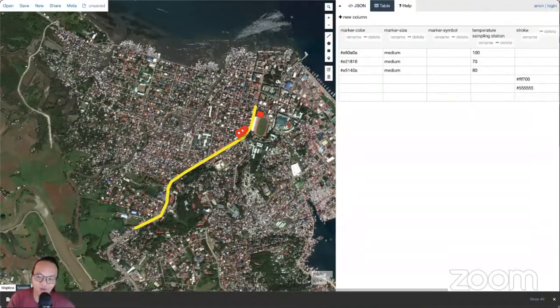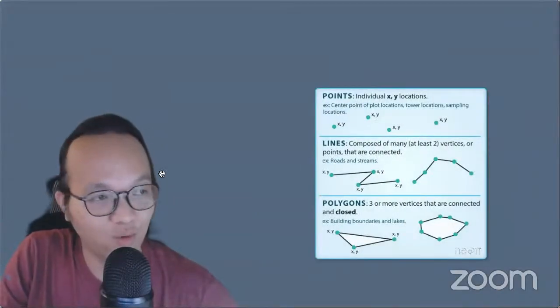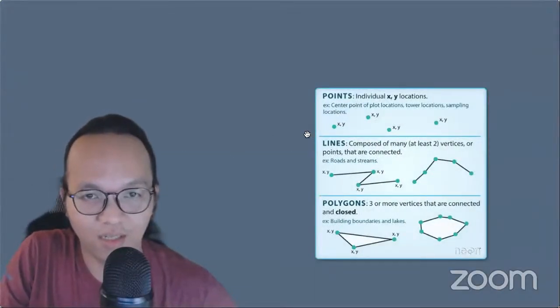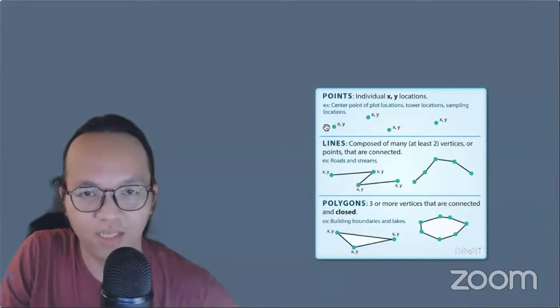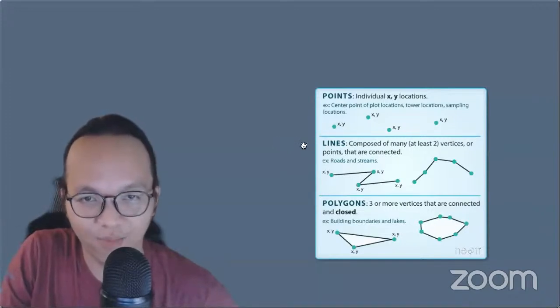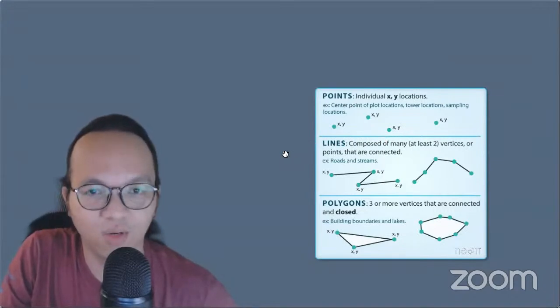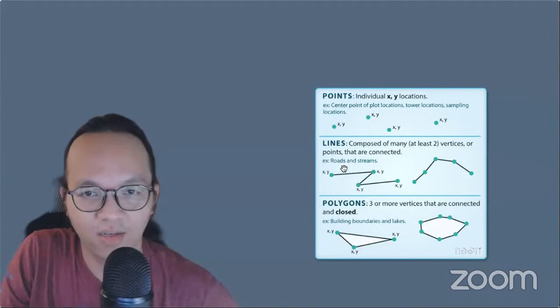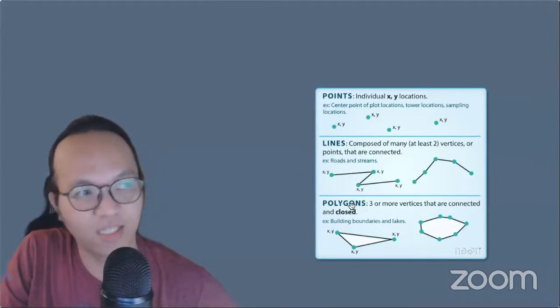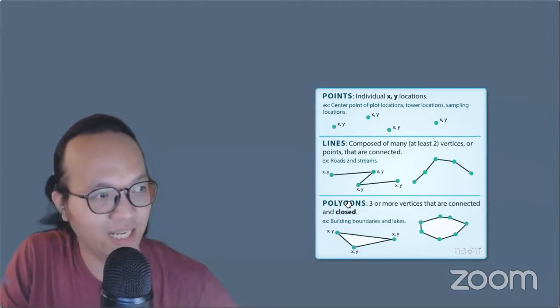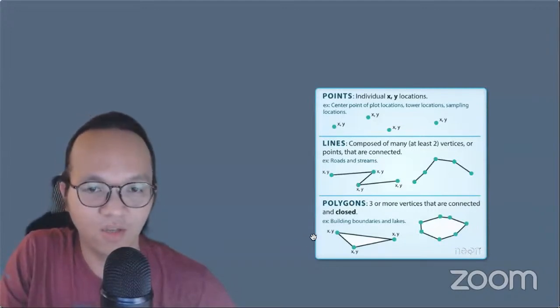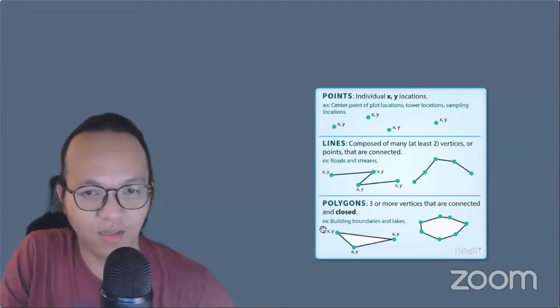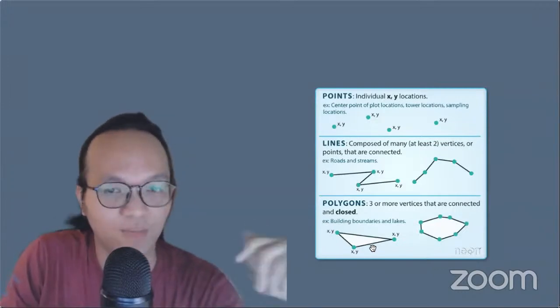Or ni Nico. So yun, to summarize lang muna. So ito yung primitives or basic types ng vector data. So may points which are individual XY locations. Ito yung mga examples niya: center plot, mga tower, mga cell tower, sampling locations. And then you can have lines, which are mga roads, mga streams, any linear feature really. And then yung polygons, which are yung mga bagay na may boundaries.